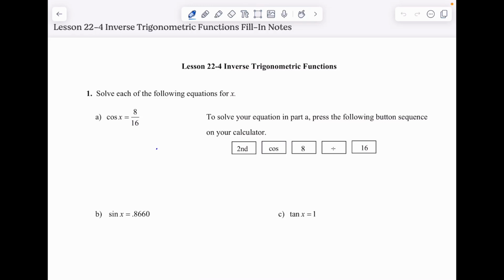Everyone, and welcome to this video going over lesson 22.4, inverse trigonometric functions. Let's get started. In this video, we are going to discuss how do we find missing angles of triangles? How do we find missing angles? And in order to do that, we have to talk about inverse trigonometric functions.